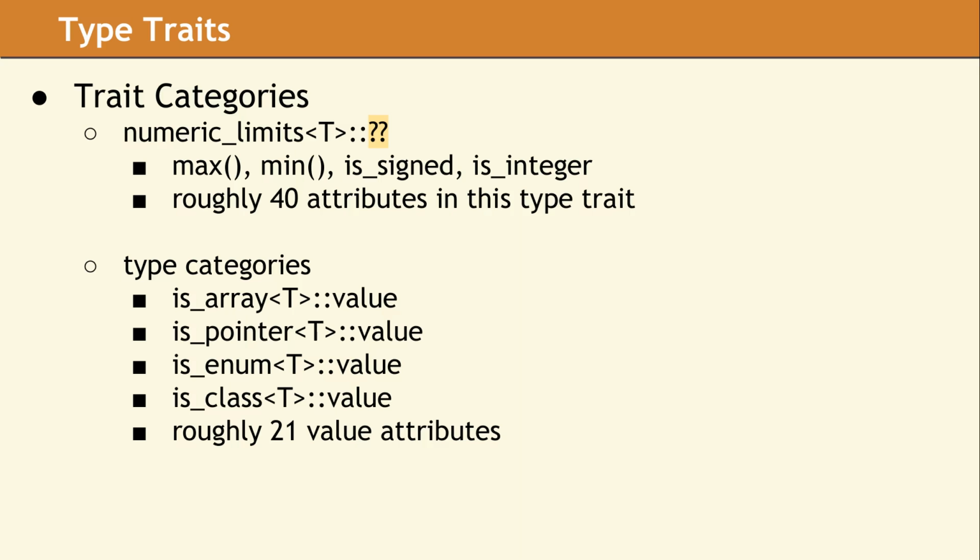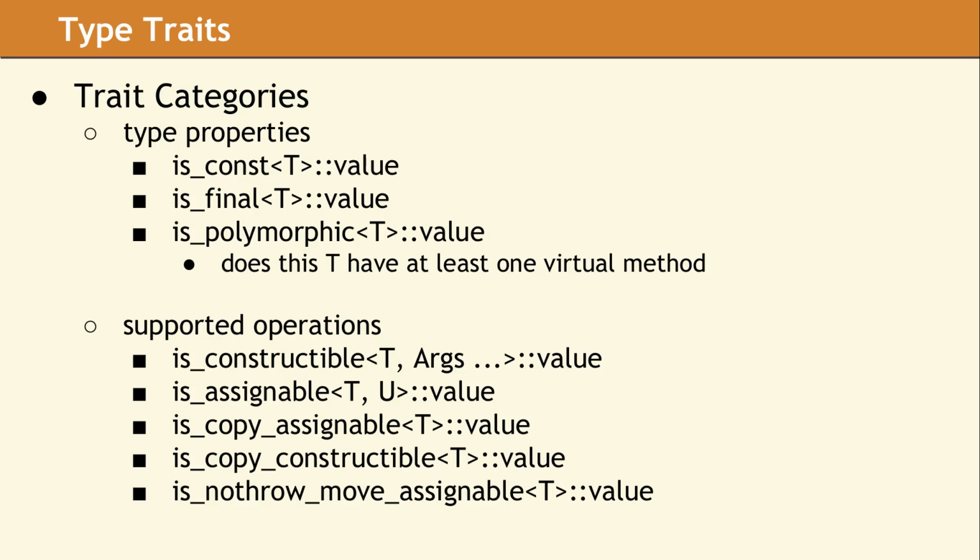One of the most common type trait categories is called the type category traits. All of these traits are queried using ::value and return a boolean indicating whether the T that was passed meets the desired specification. The type properties and supported operations categories also use the ::value syntax. Some of these traits require one data type and others require two. The isConstructible trait requires a variadic parameter pack as the second data type in order to figure out if this T can be constructed from the given arguments.